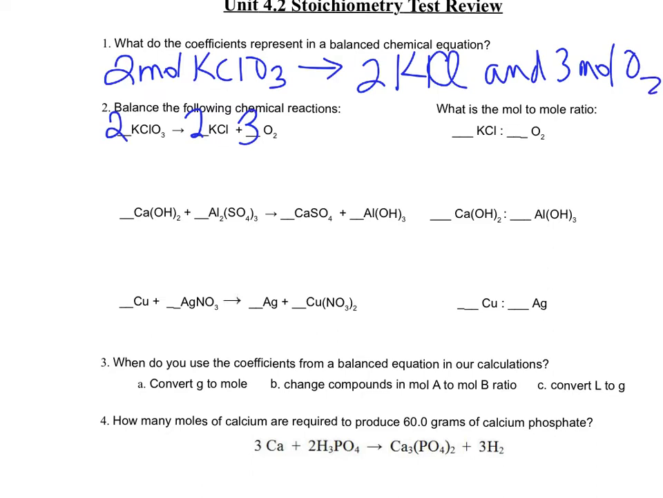Then the mole-to-mole ratio simply is the coefficient that's in front of the KCl. So go to KCl, there's a 2 there. So that 2 is the coefficient for there. And then in front of the oxygen, there's a 3 that balanced the reaction, so that coefficient is the number that goes there. So the actual ratio that you'll see on the test would be written 2 to 3.